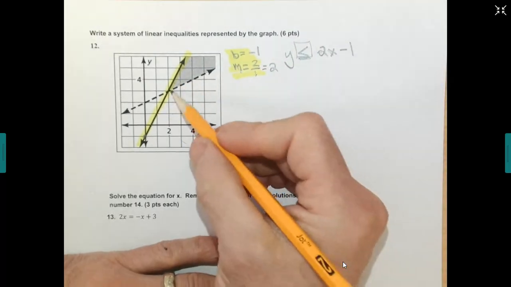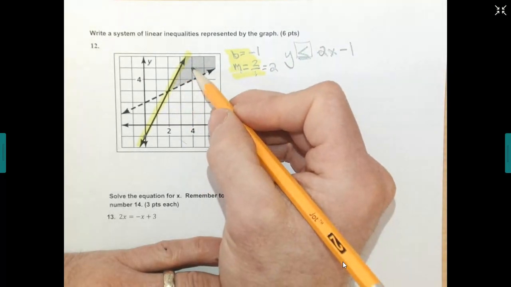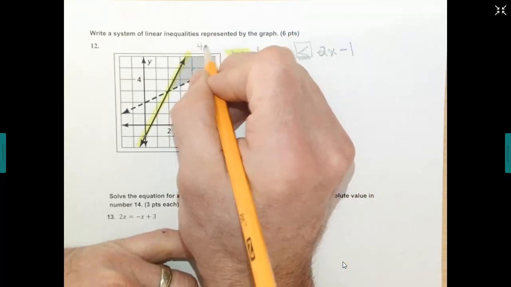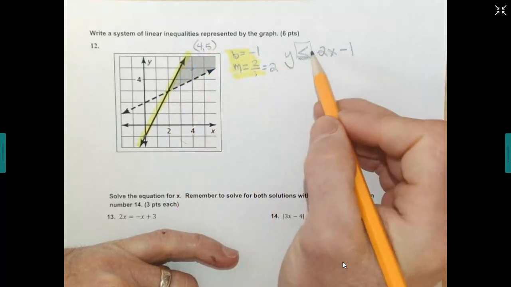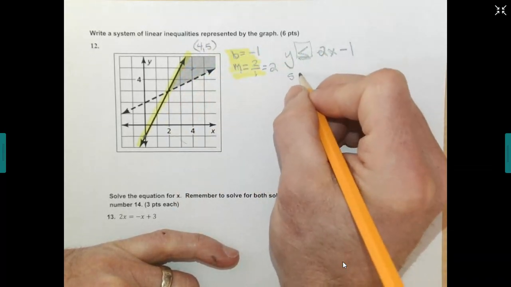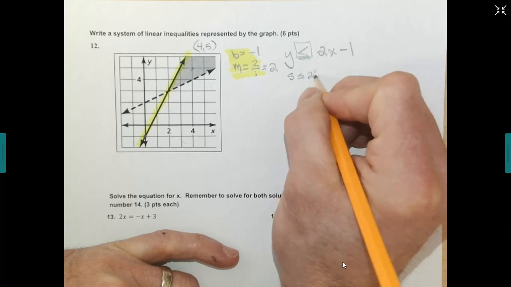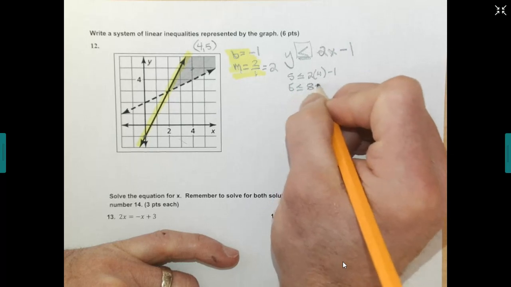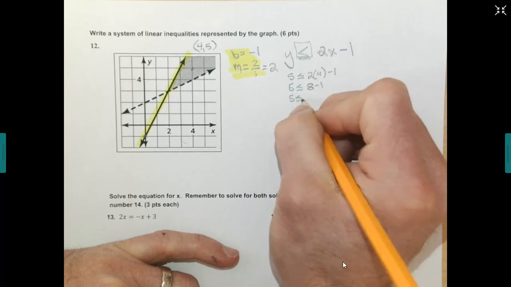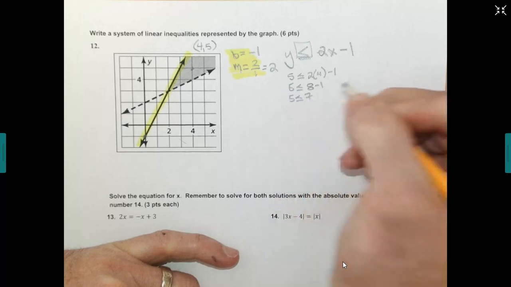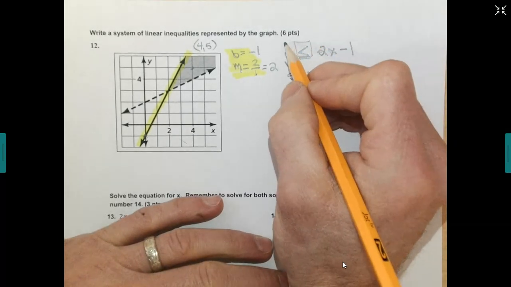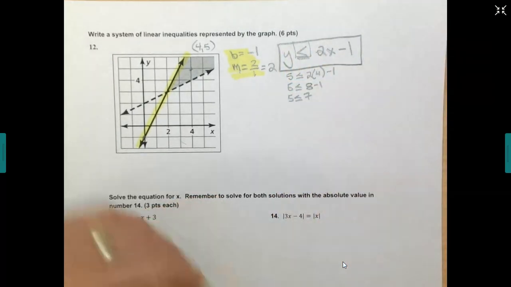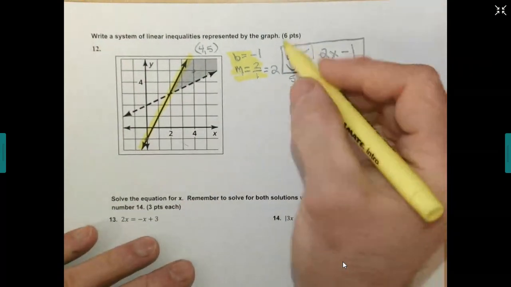And I'm going to check. So less than or equal to, let's just check one in the solution set. We'll do 4, 5. And that should make this true. So 5 is less than or equal to 2 times 4 minus 1. 5 is less than or equal to 8 minus 1. 5 is less than or equal to 7. That's true. So there's one of my inequalities, and that's my yellow.